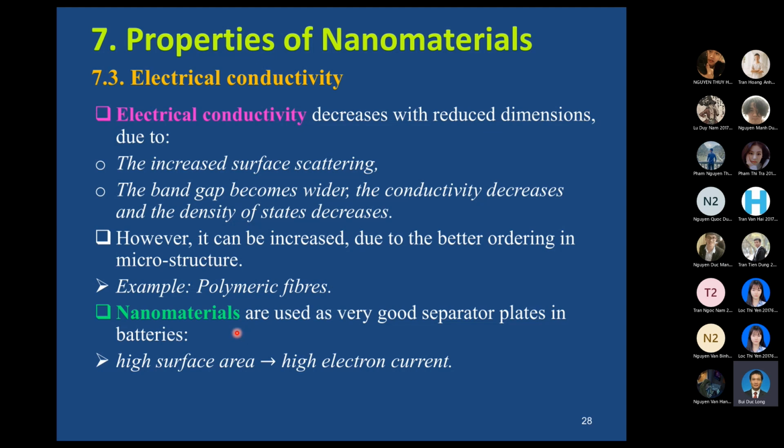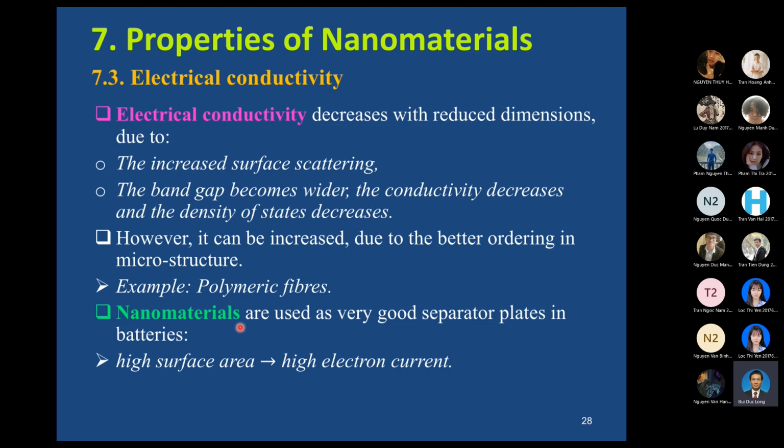And nanomaterial can be used very well as a separator in a battery. So this will also be one of the topics for you to study and present. After the midterm break, you will present.